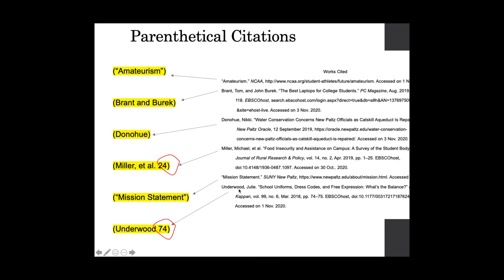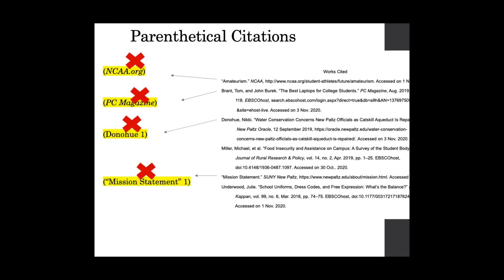Now what you're going to see is that only 2 of these sources have page numbers listed. I've got 24 and 74. Well, why is that? Well, that's because those 2 sources used page numbers. Now, many online sources don't actually list page numbers. So keep that in mind. When there is a page number, you do want to include that.